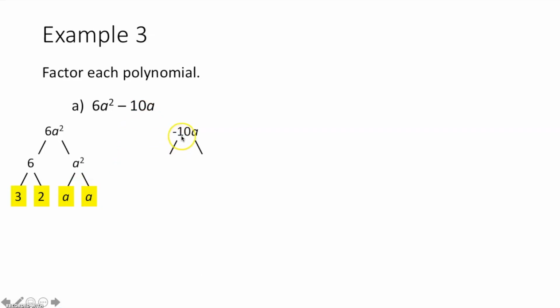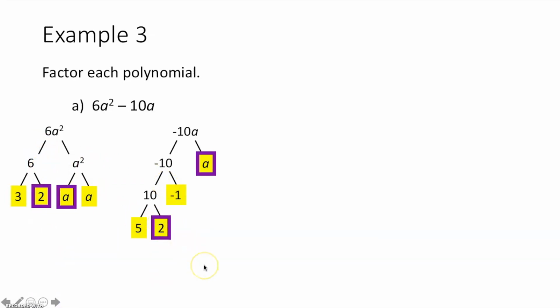We have broken 6a squared all the way down, so we go over to negative 10a. How do we break that down? Well, we separate the coefficient and the variable first. Negative 10, we break up into 10 times negative 1, and then we break up 10 into 5 times 2. This is broken all the way down now as well. So we look for our GCF. What is the greatest common factor between these two terms? It looks like they both have a 2 and an a in common. So it looks like 2a is going to be the greatest common factor.